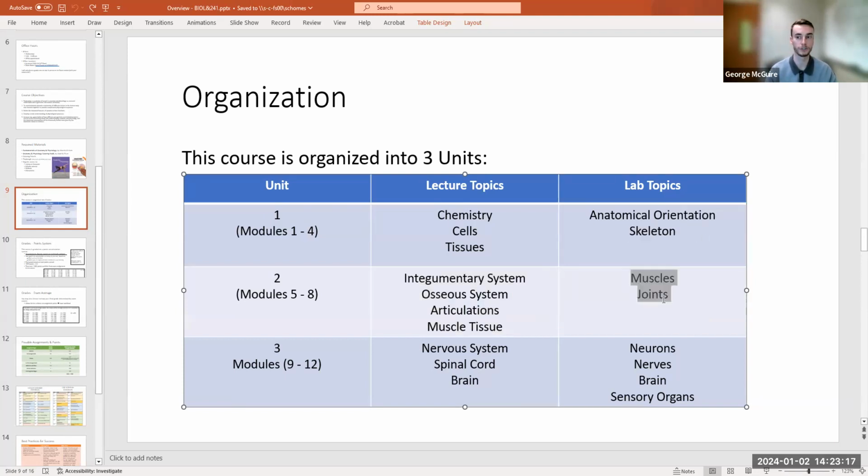For unit 2, we'll be looking at muscles and joints. And then again, unit 3 is going to overlap with the lecture content, just kind of going deeper into the nervous system, spinal cord, and brain. And so that's generally how it's set up.